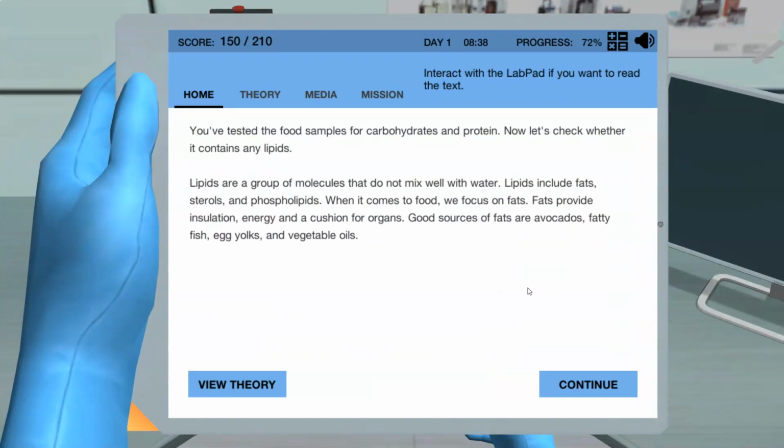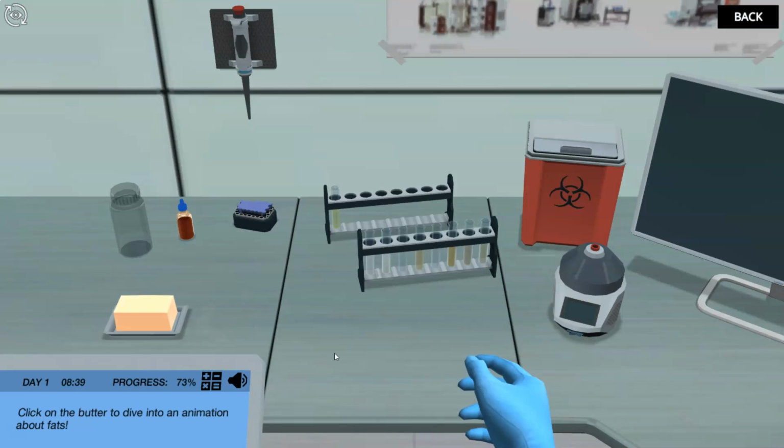You've tested the food samples for carbohydrates and protein. Now let's check whether it contains any lipids. Lipids are a group of molecules that do not mix well with water. Lipids include fats, sterols, and phospholipids. When it comes to food, we focus on fats. Fats provide insulation, energy and a cushion for organs. Good sources of fats are avocados, fatty fish, egg yolks, and vegetable oils. Click on the butter to dive into an animation about fats.